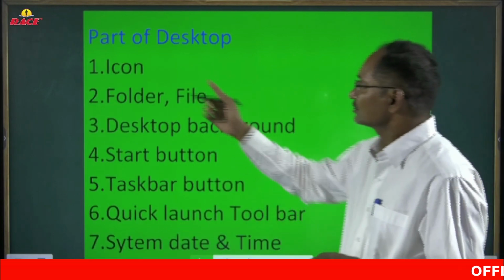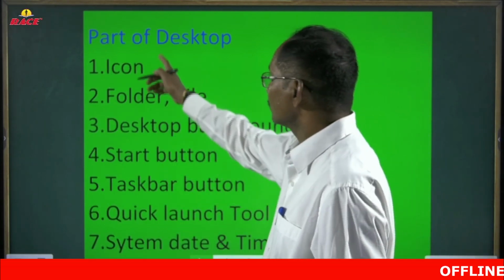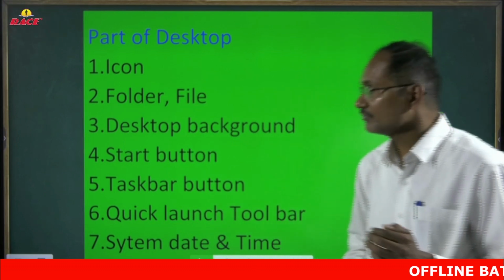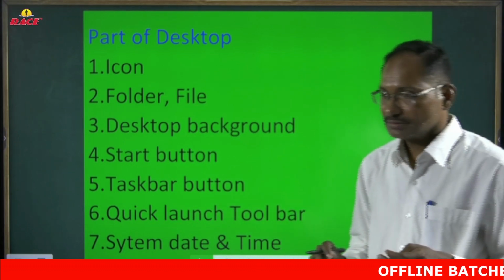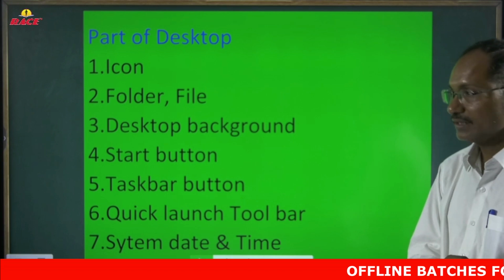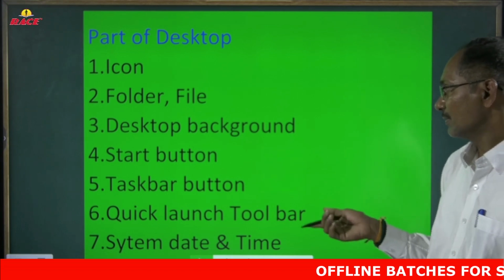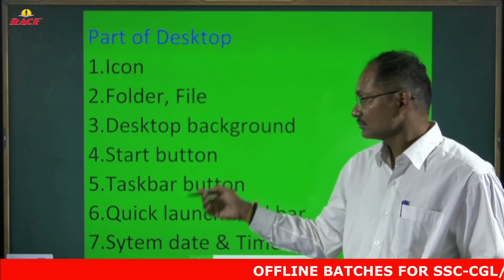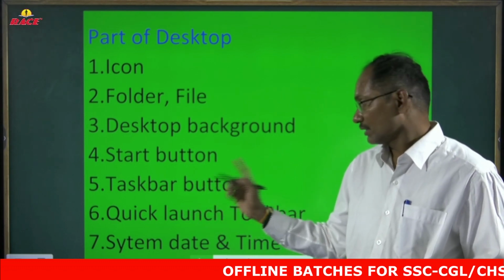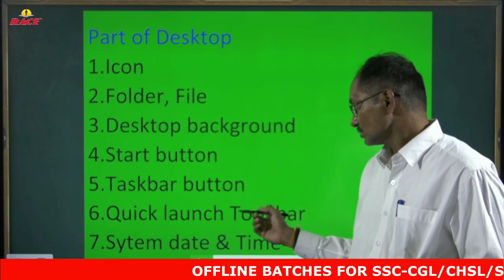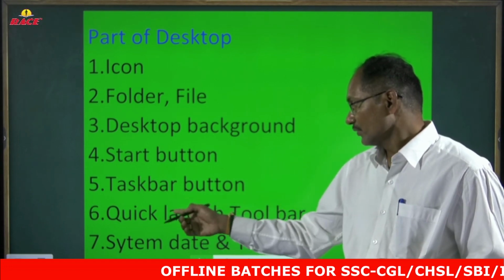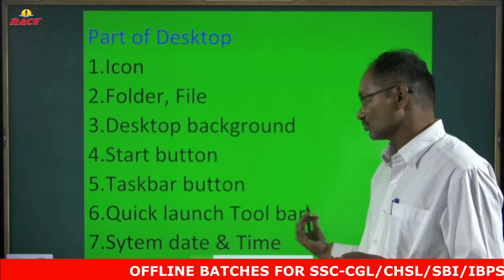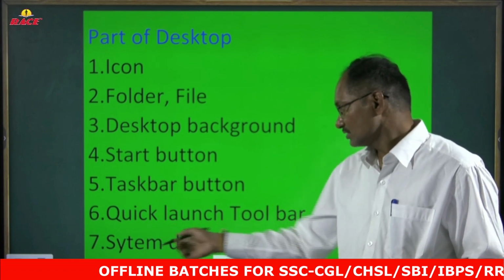Next, what is desktop? What are the parts of desktop? The parts of desktop are icon, folder, file, desktop background color, start button, taskbar, quick launch toolbar, which we can also call quick access toolbar, and system date and time.